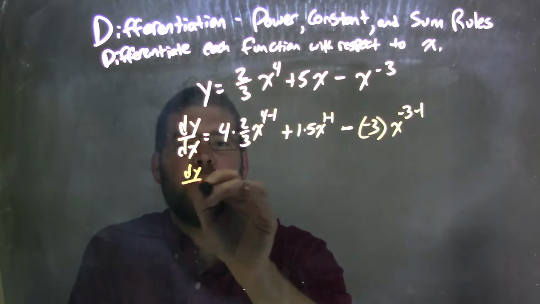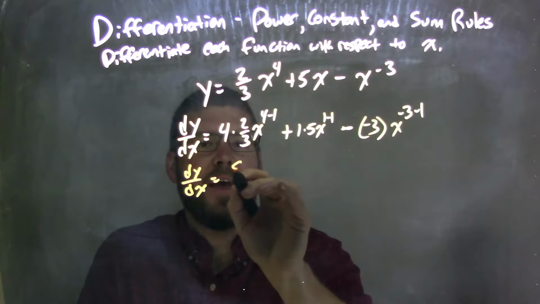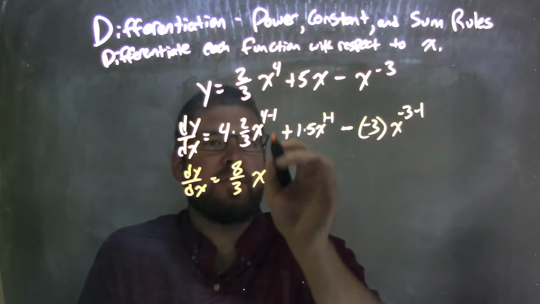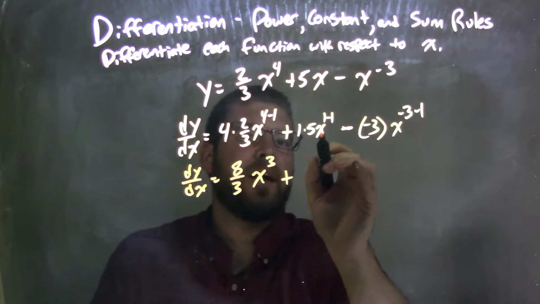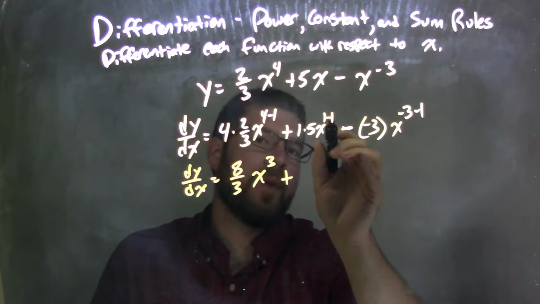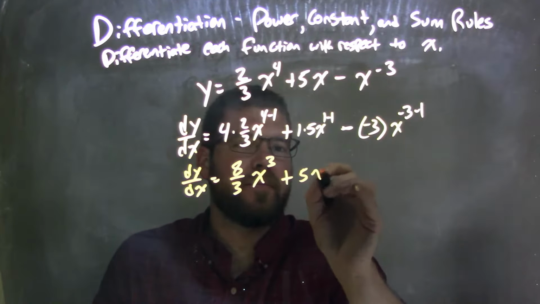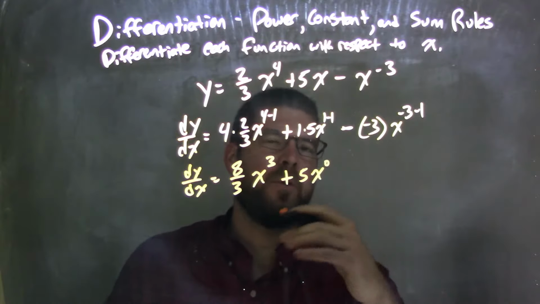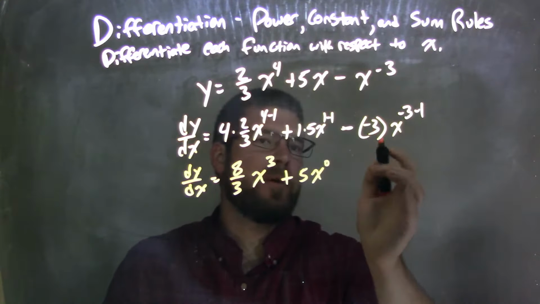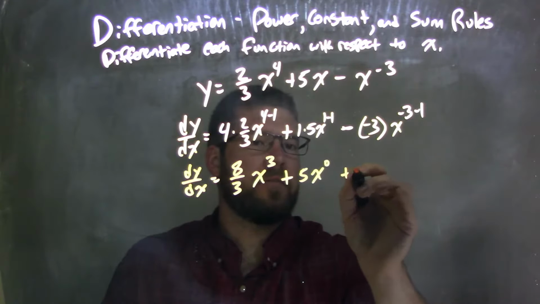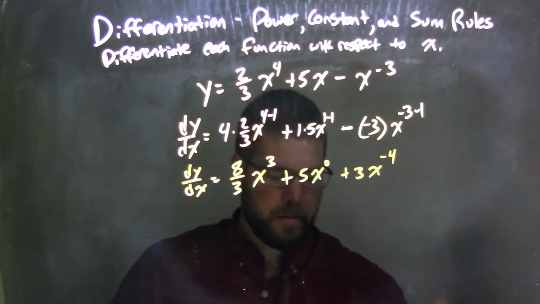So derivative dy/dx is equal to, well, 4 times 2 is 8, so we have 8/3 x to the 4 minus 1 power, which is 3, plus, well, x to the 1 minus 1 power is 0, so we have 5x to the 0th power, in a sense, and you eventually won't be writing that. Okay, now we have a minus a negative 3. Well, minus a negative is plus a positive, so we have plus 3x. Negative third power minus 1 is a negative fourth power.